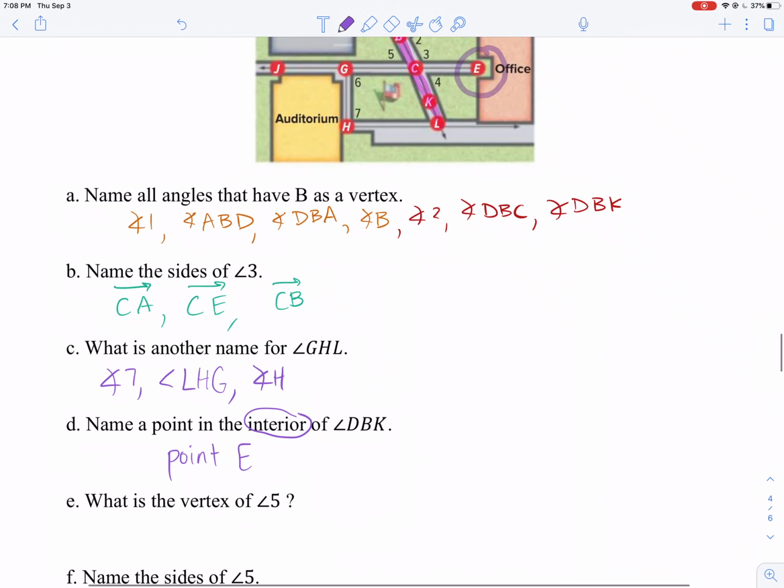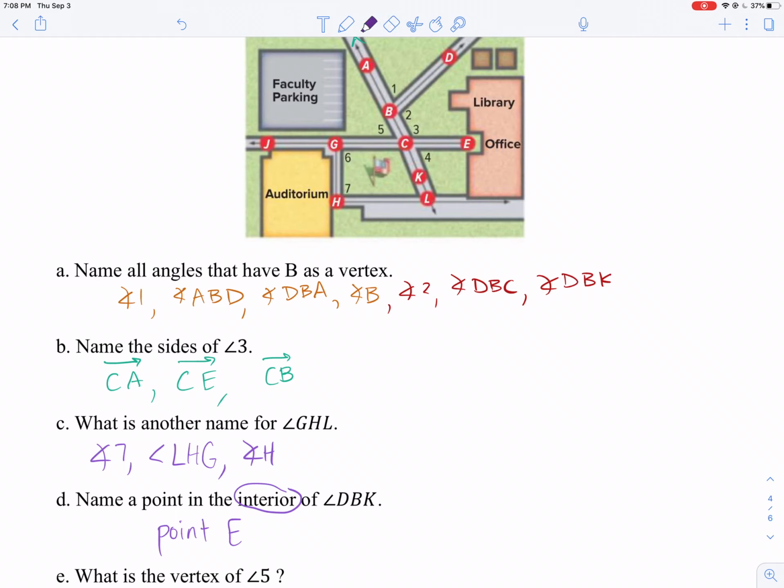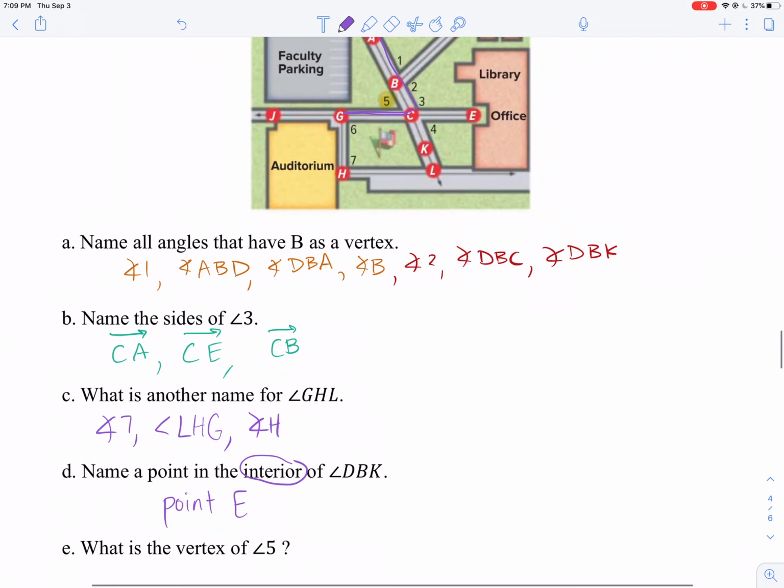All right, what is the vertex of angle 5? So you go up to our picture. We got our angle 5 right here, and I say, all right, what is the vertex of that angle? And we see that it's going to be point C.